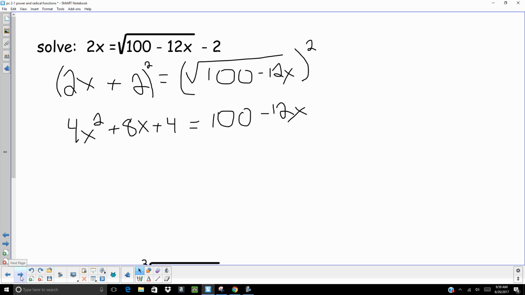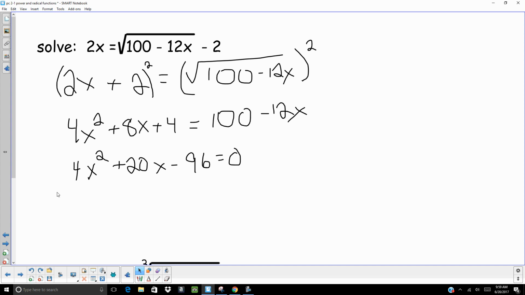So now I've got a quadratic. Quadratics need to be set equal to 0. So I'm going to add 12x to both sides. I'm going to subtract 100 from both sides. So that's where the negative 96 comes from. Add 12x to both sides. That's where the 20x comes from.